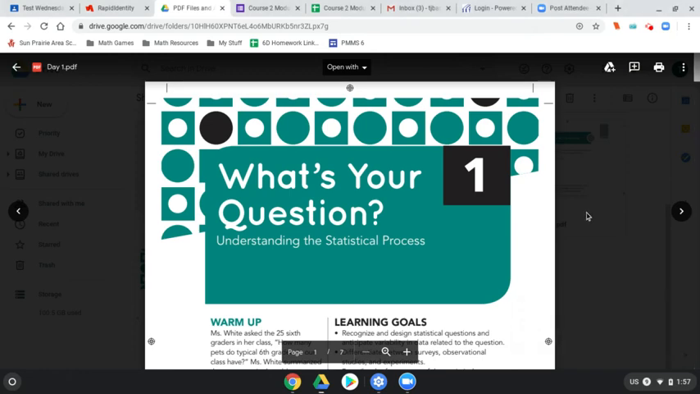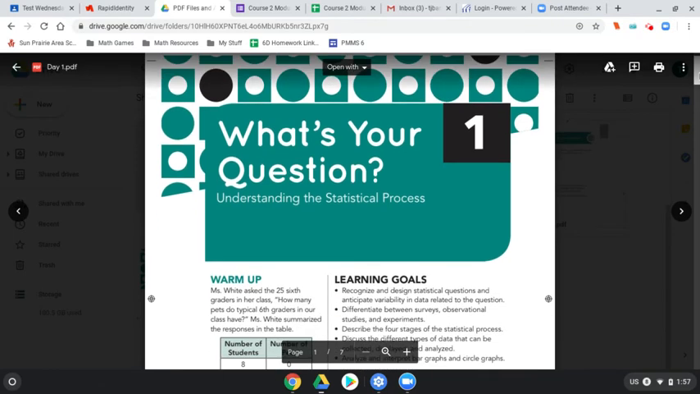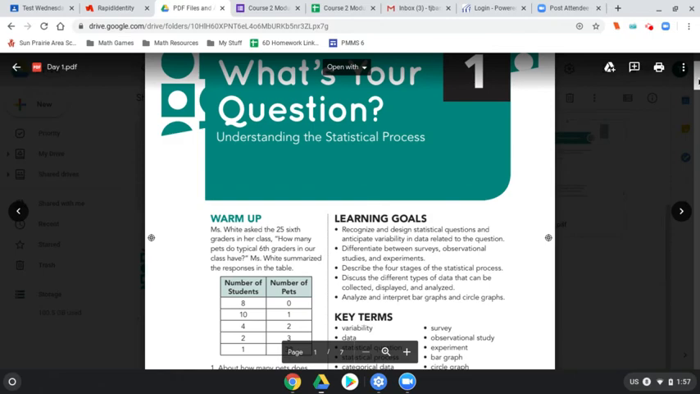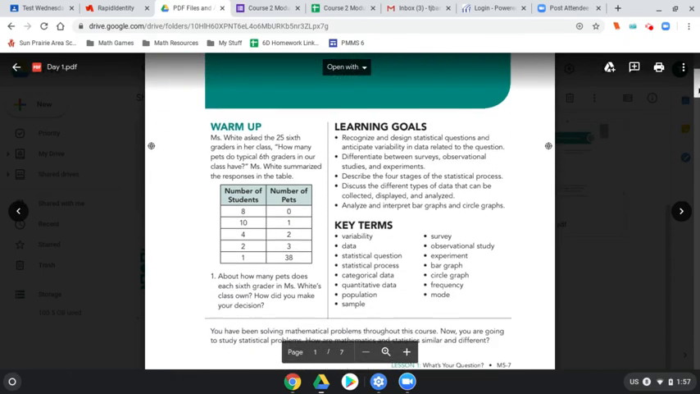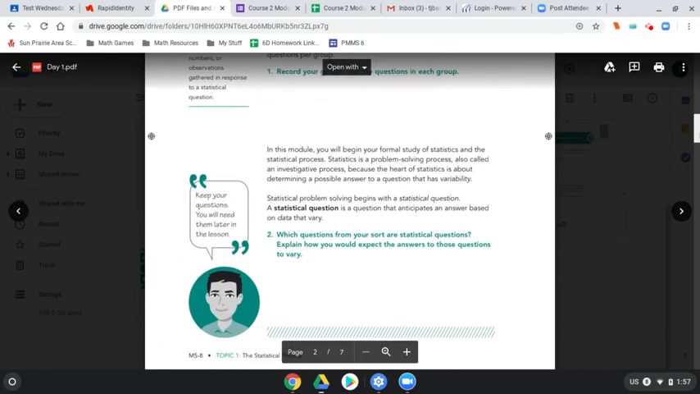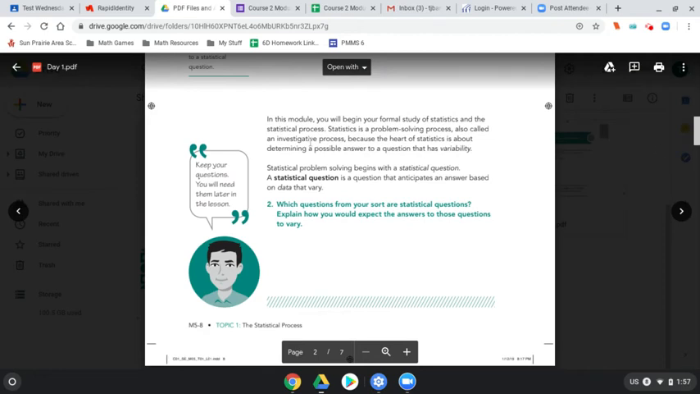Hey everybody, we're going to go over day one of the new topic. Basically, it is talking about data, statistics, and then we're also going to do some graphing, graphical representations of our data set. So, first thing we're talking about is questions. This whole lesson is going to be on creating questions, and talking about what is a statistical question.